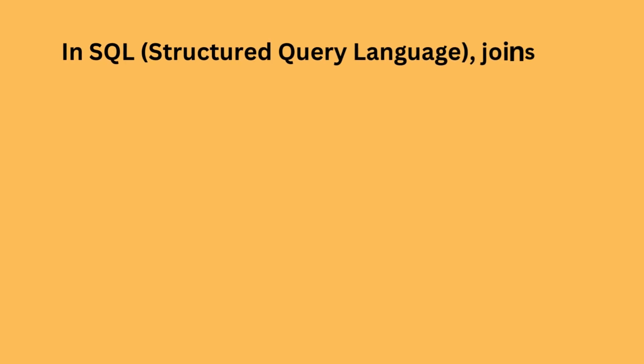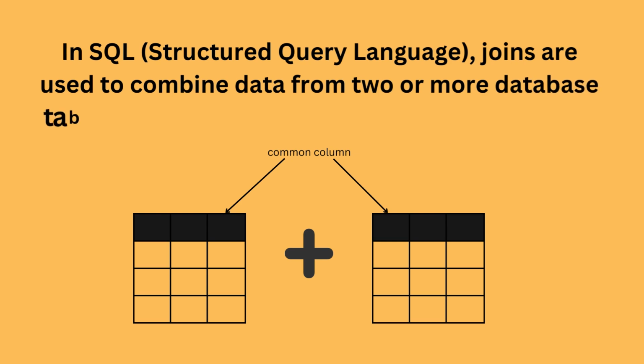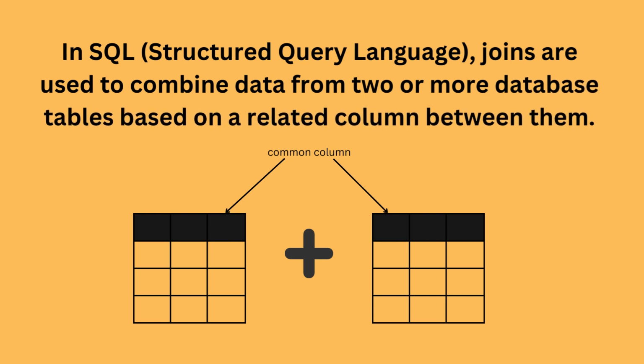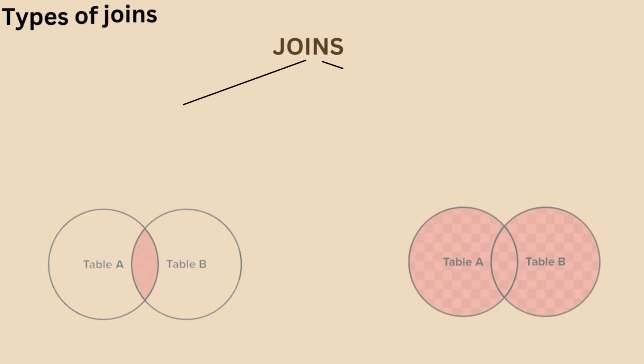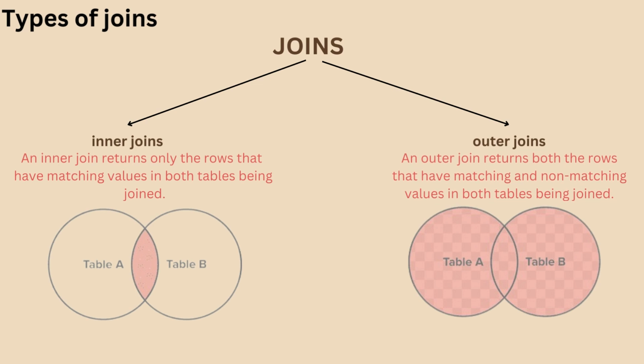Let's go, everyone. In SQL, Structured Query Language, joins are used to combine data from two or more database tables based on a related or common column between the multiple tables. In SQL there are many types of SQL joins for performing various data retrieval. They are broadly classified as inner joins and outer joins.